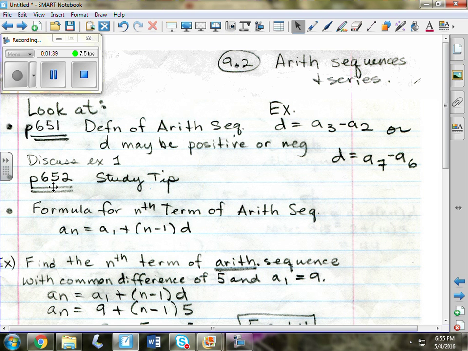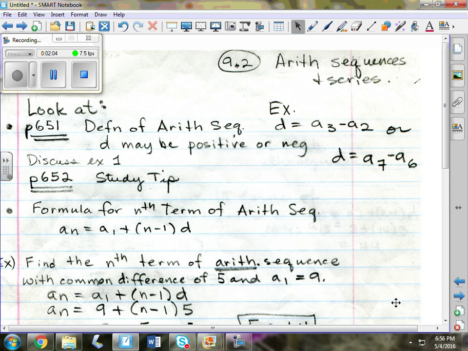On page 652, there's an interesting study tip that helps you figure out how to remember this formula. And this formula is for the nth term. So for any term in an arithmetic sequence, you can find that term if you know the first term and you know the common difference. So a sub n is a sub 1 plus the quantity n minus 1 times d.